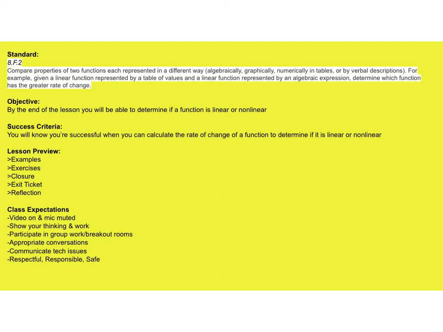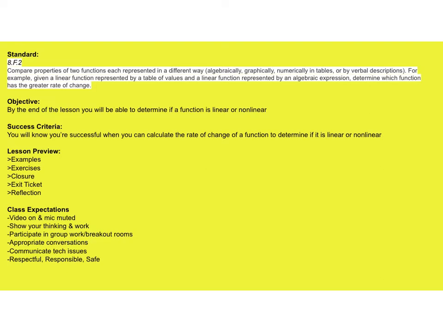Alright, welcome to lesson 6 of module 5. Today we are going to be determining if a function is linear or nonlinear. You'll know you're successful when you can calculate the rate of change to determine if the function is linear or nonlinear and create an equation for it.